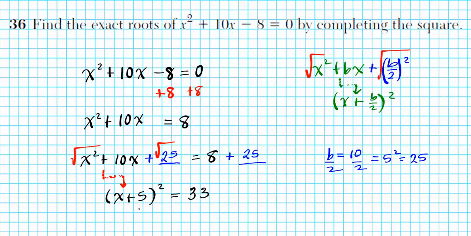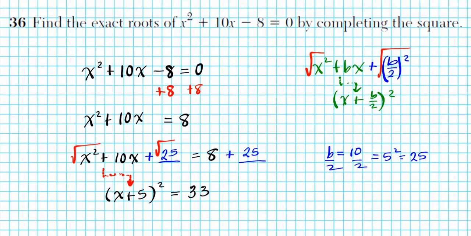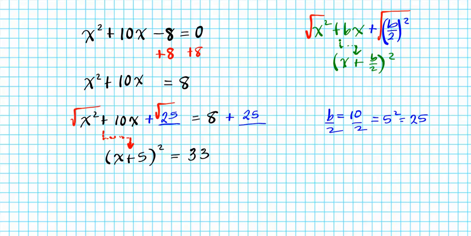All right, now to finish this off, we're going to get x isolated. How do we isolate x? We take the square root to get rid of the square, and then we subtract 5 from both sides. All right, so let's do it. So you root both sides of the equation. Let me write it again so it doesn't look messy. So we have x plus 5 quantity squared equals 33.